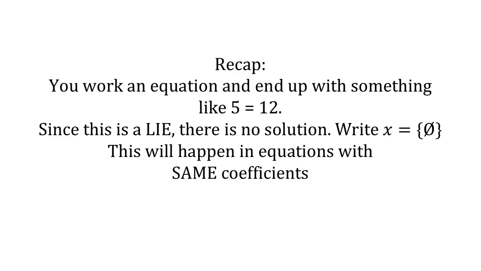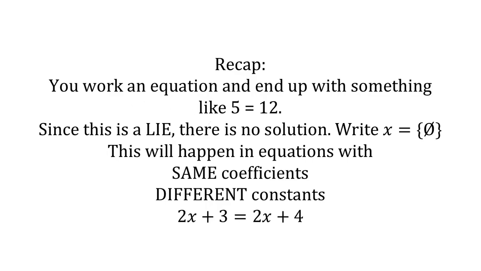Now, this will happen in equations where you've got the same coefficients and different constants. Like I said, if you had something like 2x plus 5 equals 2x plus 12, or 2x plus 3 equals 2x plus 4. See, I've got the same coefficients here. They're going to cancel each other out, and all that's going to be left are these different constants, 3 and 4, looking at each other and saying that they're the same as each other, and you know that 3 is not equal to 4. You learned that a long time ago. So when you see a hideous lie like that, that means there's no solution.